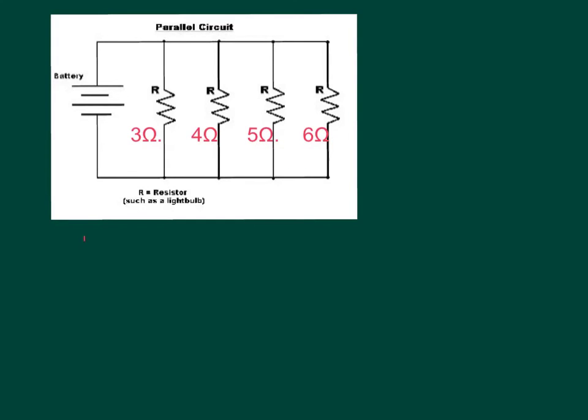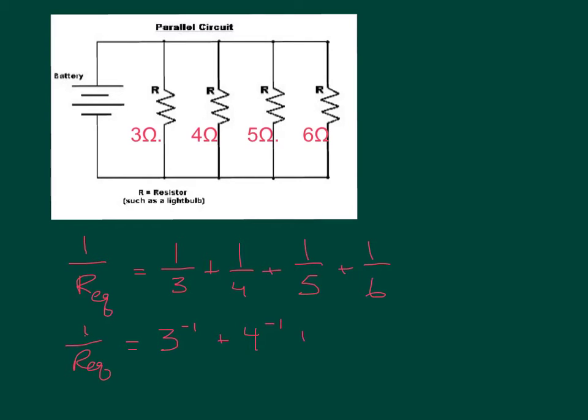We would go 1 over Req is equal to 1 over 3 plus 1 over 4 plus 1 over 5 plus 1 over 6. Now you see how you have all these fractions and you could do the whole common denominator thing, but are you starting to see that this would be kind of ugly? So what we're going to do in our calculator is 1 over Req, and we're going to do 3 to the minus 1 plus 4 to the minus 1 plus 5 to the minus 1 plus 6 to the minus 1. And that'll give us, altogether, 0.95.